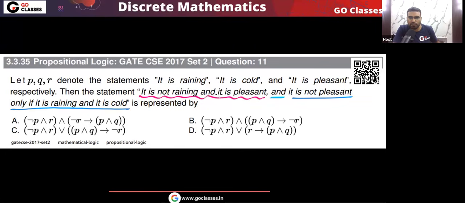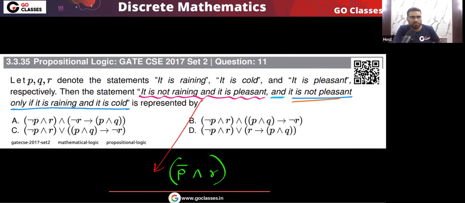First of all, you tell me the red one. What will be the red one? It is not raining and it is pleasant. It is not raining, that means P bar. And it is pleasant, that is R. So the red one is P bar and R. Correct? Remember, it is raining is represented by P, so it is not raining is P bar. So this red one is P bar and R. Then there is an and, that you already know.